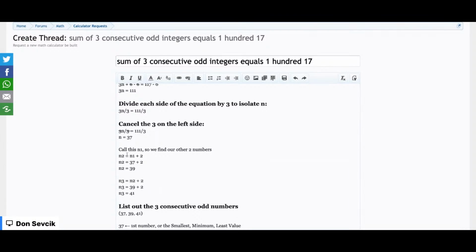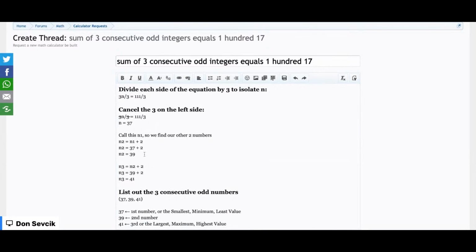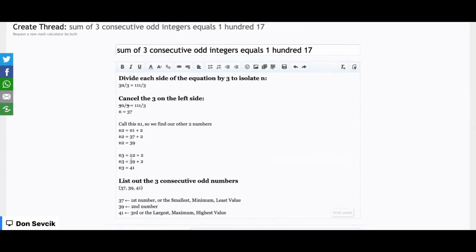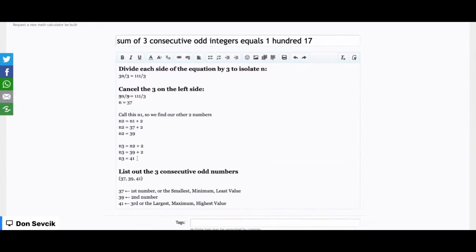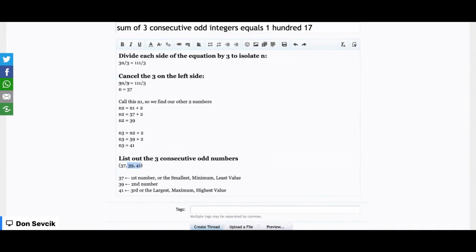The second odd consecutive integer is found by adding 2 to the first one. We get 39. And then the third odd consecutive integer is found by adding 2 to the second one, or we could add 4 to the first one. Either way, we get 41. So our answer here is 37, 39, and 41, because those all add up to 117.